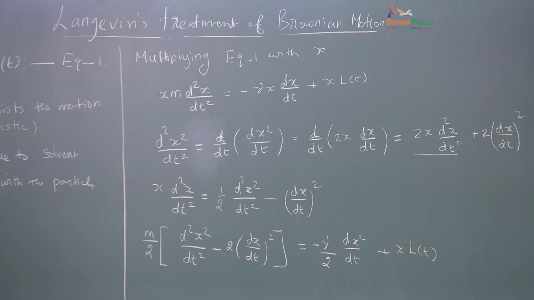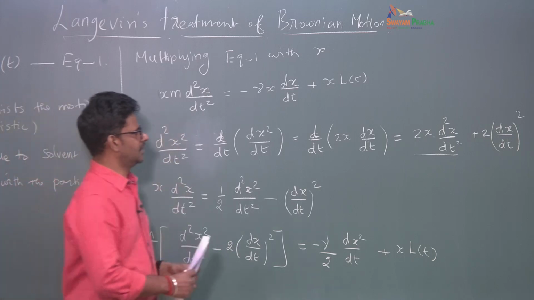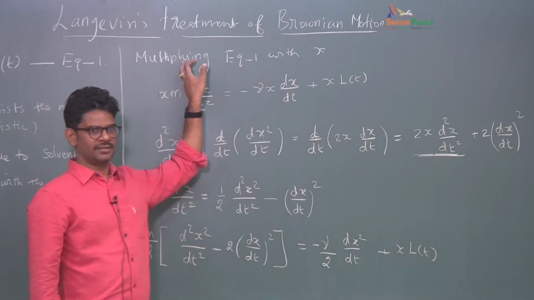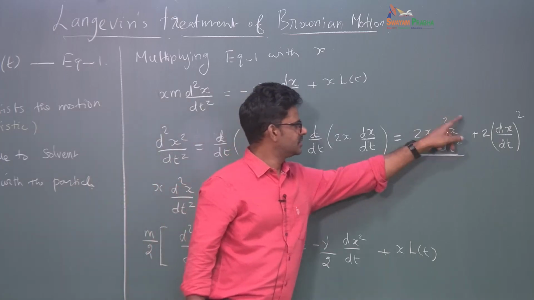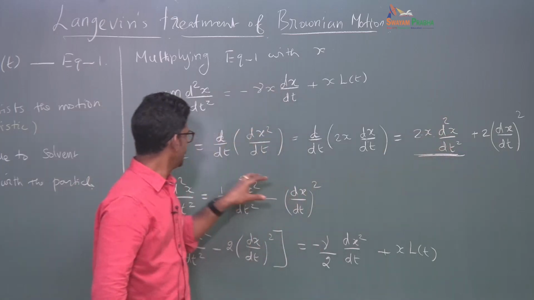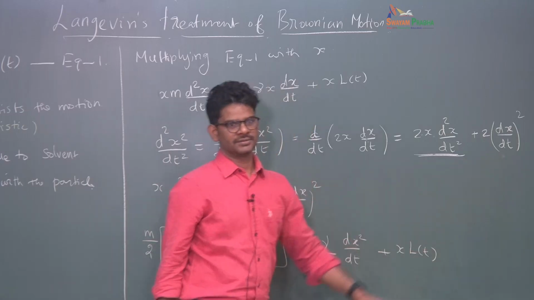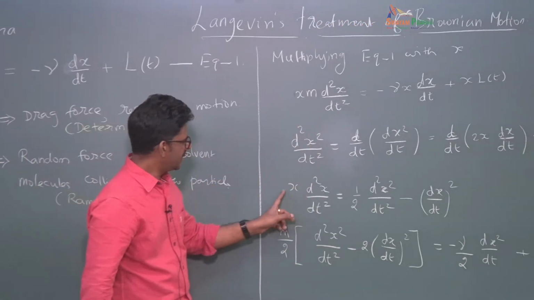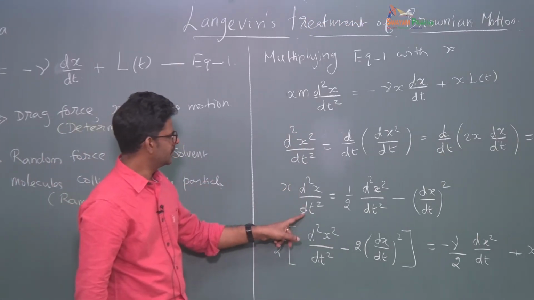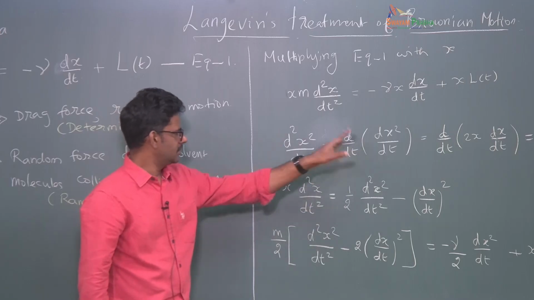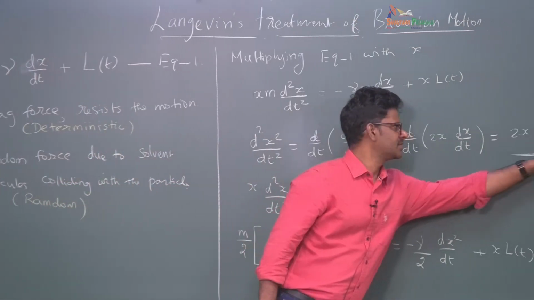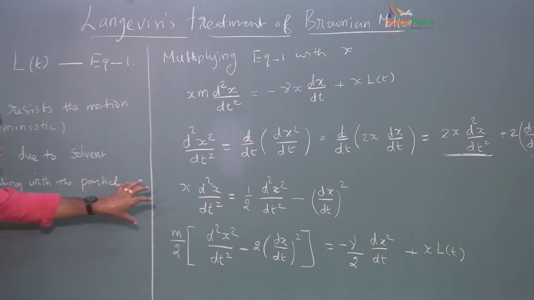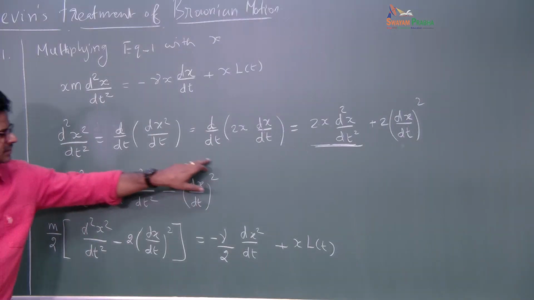Why am I doing this? Because when I look at this particular expression, it has this term, and this term is what is actually factoring in my Langevin equation. So I can replace this term, the x times d square x by dt square, in terms of this minus this. That's the reason why I am doing this. So from here we say that x times d square x by dt square is 1 by 2 of this term, minus this term comes to the other side, the 2 gets cancelled, you will get dx by dt whole square.